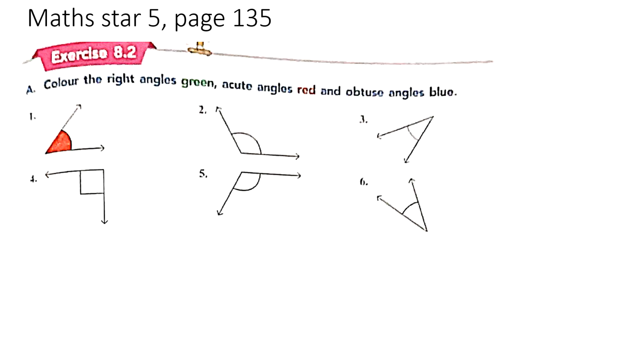Now this is the exercise that we are having on page number 135 of MathStar. Color the right angles green, acute angles red, and obtuse angles blue. So let's find out obtuse angles. This is obtuse angle, as you can see. This is obtuse angle. Then right angles green. This is right angle, and acute angles red. So you see these are acute angles.